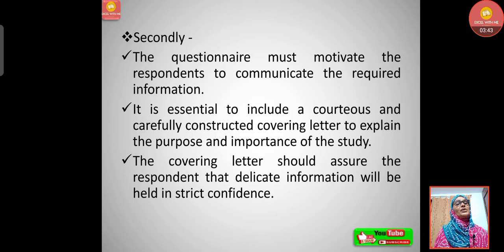It is essential to include a courteous and carefully constructed covering letter to explain the purpose and importance of the study. Obviously, we cannot just go and give the questionnaire to the respondents, as they will not understand. We have to give the covering letter, and it should explain the purpose and the importance of our study. The covering letter should assure the respondent that delicate information will be held in strict confidence, that whatever information we take, we will not leak to anyone. That is the second purpose.